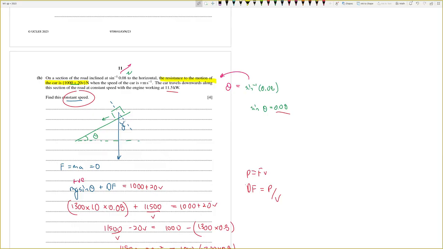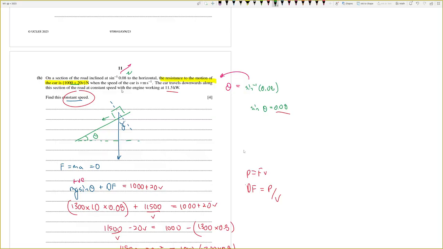Now, since it's constant speed, all the forward forces must be equal to the backward forces. So what are the forward forces exactly? The driving force of the engine and the component of weight, which is mg sine theta. So the net force is 0, so mg sine theta plus the driving force is equal to the resistive force of 1000 plus 20v. Now what is the value of mg sine theta?